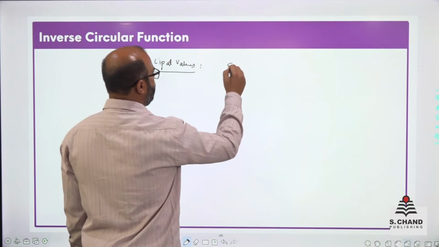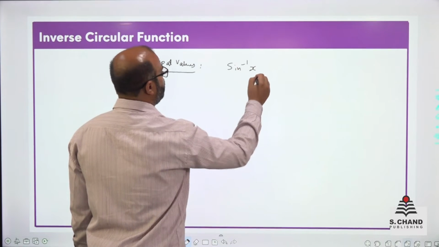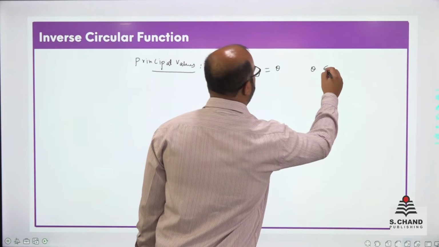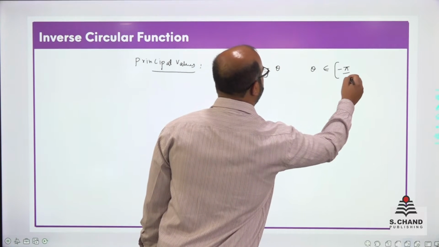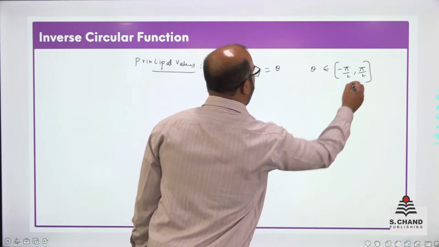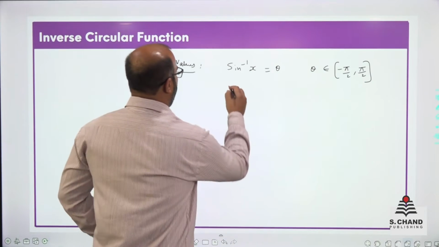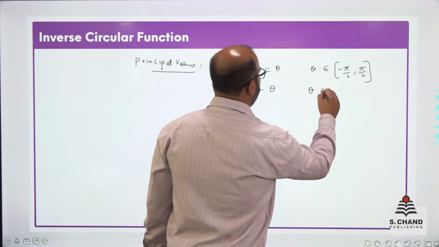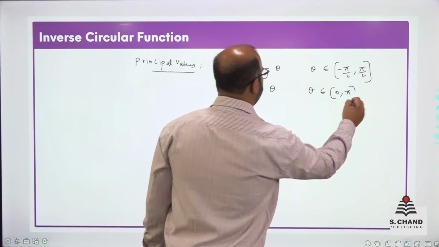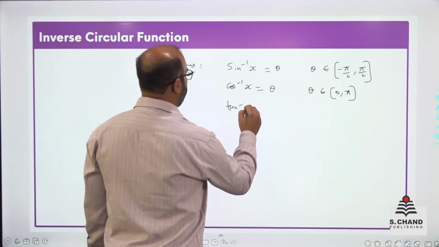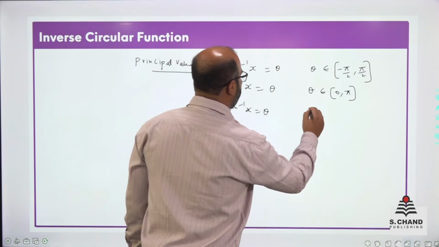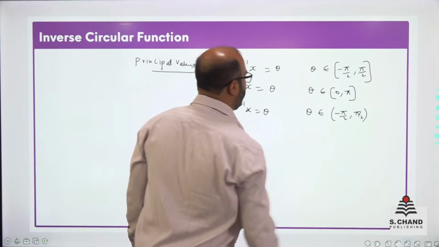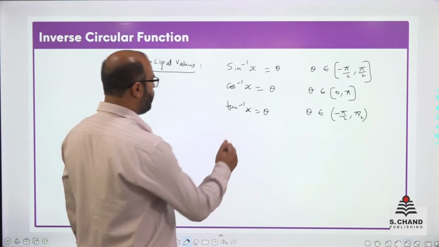Sine inverse x will give you an angle theta which will be between minus pi by 2 to pi by 2. This is the principal value range of sine inverse. Cos inverse x is equal to theta will give you an angle between 0 to pi. Tan inverse x is equal to theta will give you an angle from minus pi by 2 to pi by 2, open interval, because at minus pi by 2 and pi by 2 it is not defined.